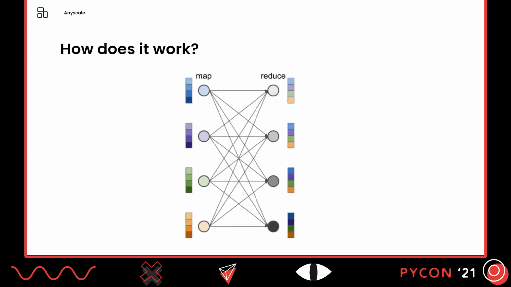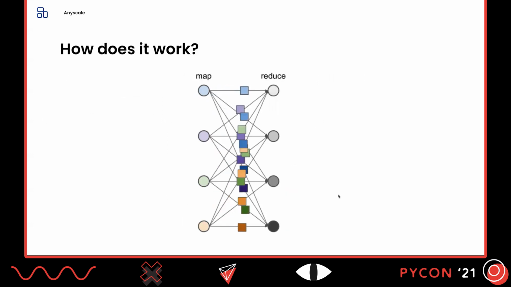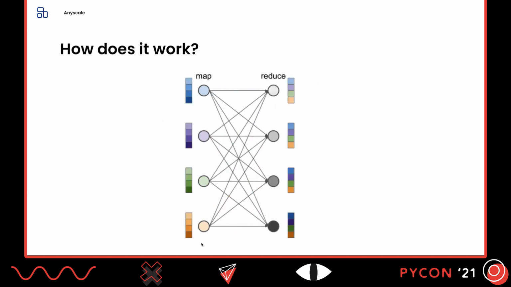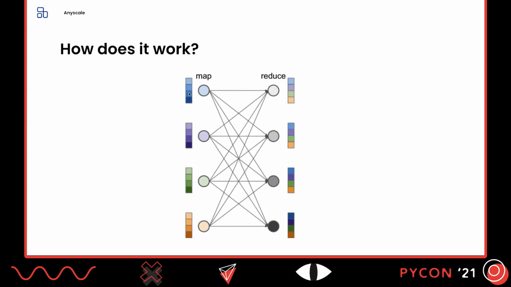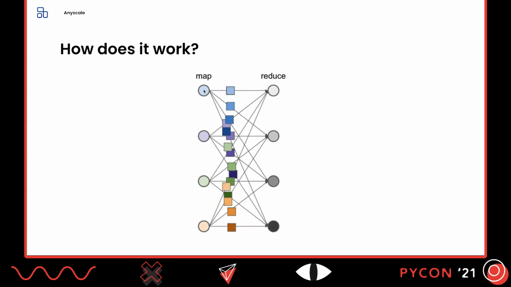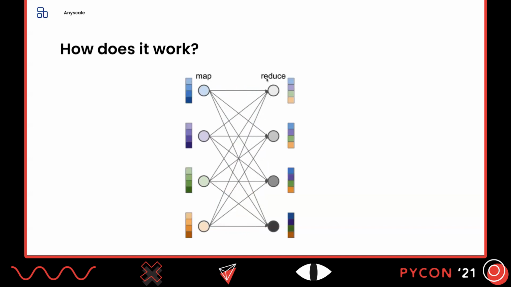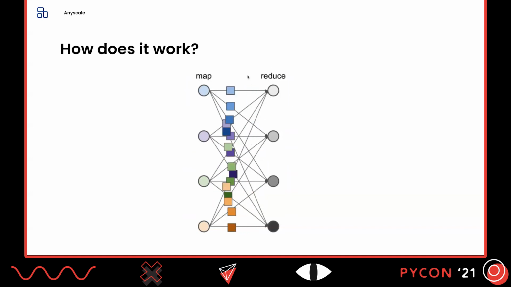So this demonstrates how this works. Usually it has two phases, the map phase and the reduce phase. Usually the map phase creates objects. As you can see, they're creating four different objects. Oh, by the way, you can think of a circle as a Ray task, and a square as a Ray object. And you can see the first object goes to the first reduce, which means the objects are now redistributed across the reduce tasks. So you can do different operations with the shuffled data.